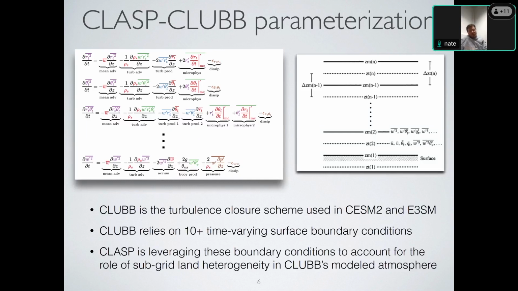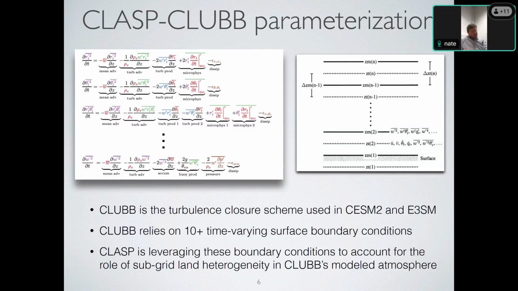So the first one I want to talk about is CLUBB. So many of you are probably familiar with CLUBB, a turbulence closure scheme used in CESM2 and E3SM, among others. CLUBB relies on, think about it as, a lot of different time-varying surface boundary conditions.